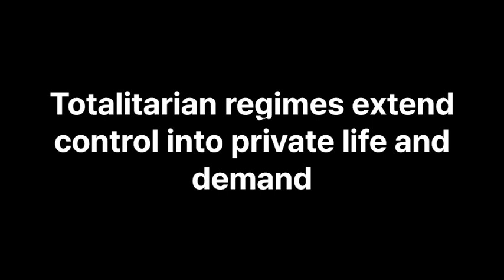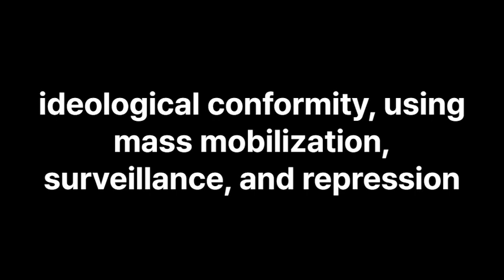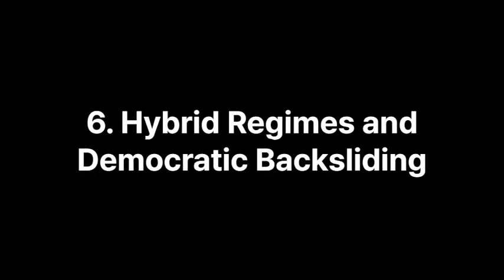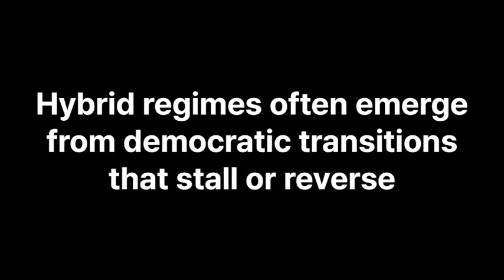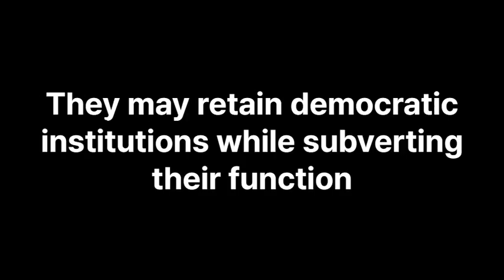Totalitarian regimes extend control into private life and demand ideological conformity using mass mobilization, surveillance, and repression. 6. Hybrid regimes and democratic backsliding. Hybrid regimes often emerge from democratic transitions that stall or reverse. They may retain democratic institutions while subverting their function. Features include electoral manipulation, media repression, judicial capture, civil society harassment.